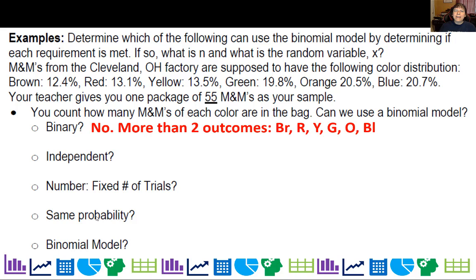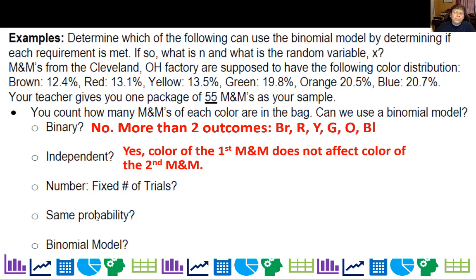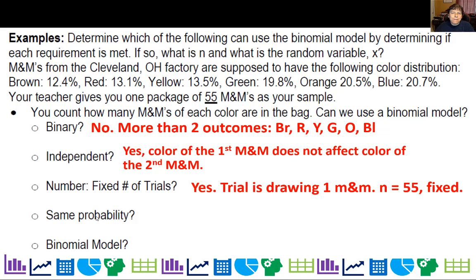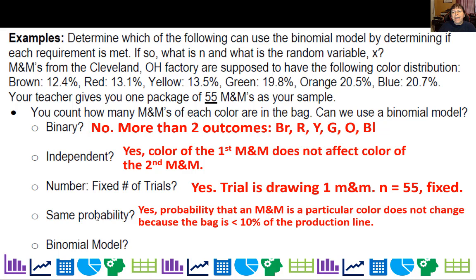Well, it's not binary. I didn't say orange or not orange. I said count all of them. So we can't do that, right? Are they independent? Sure, the color of the first M&M doesn't affect the second. Are the number of trials fixed? Yeah, they're only 55 M&Ms. Do they have the same probabilities? Yeah, because the bag that comes from the production line is definitely not using more than 10% of the M&Ms. But because that first one, the binary, is not met, we cannot use a binomial model for this problem.